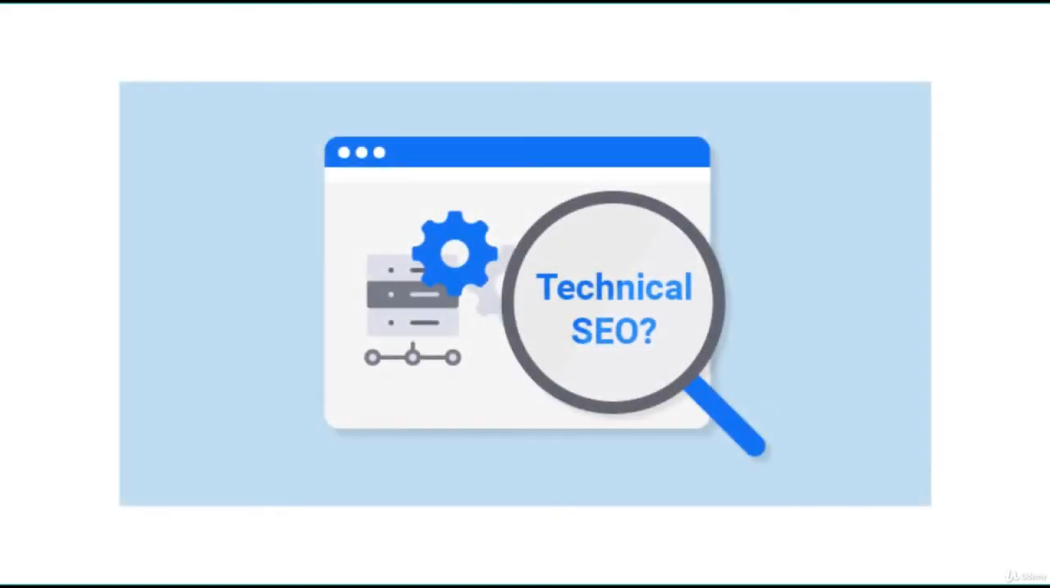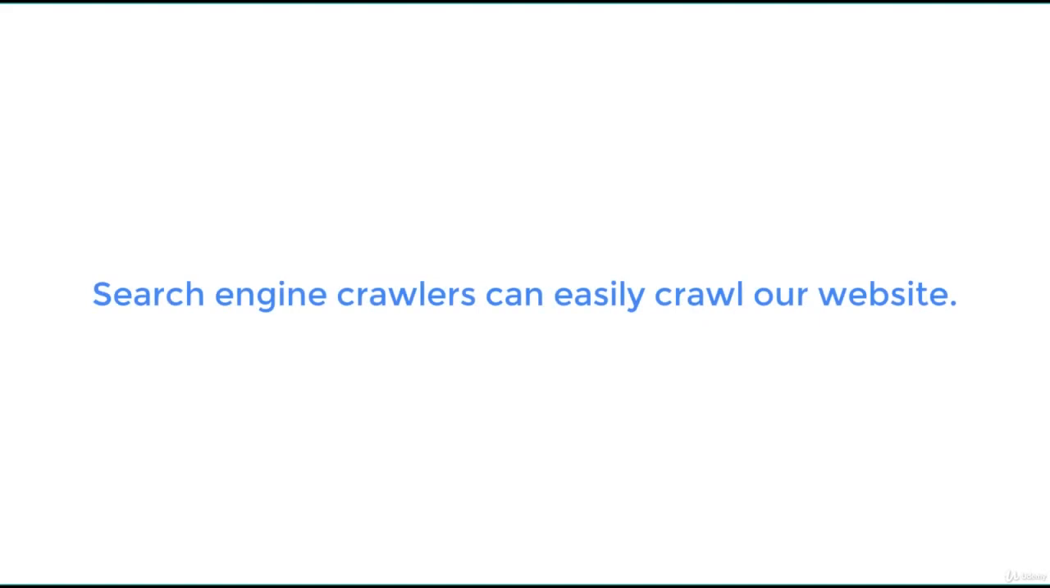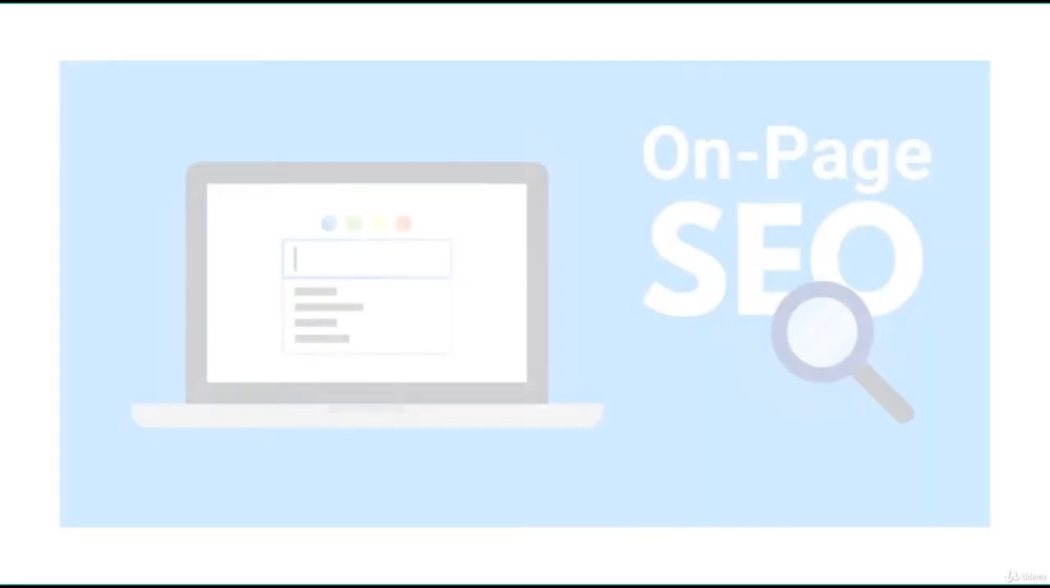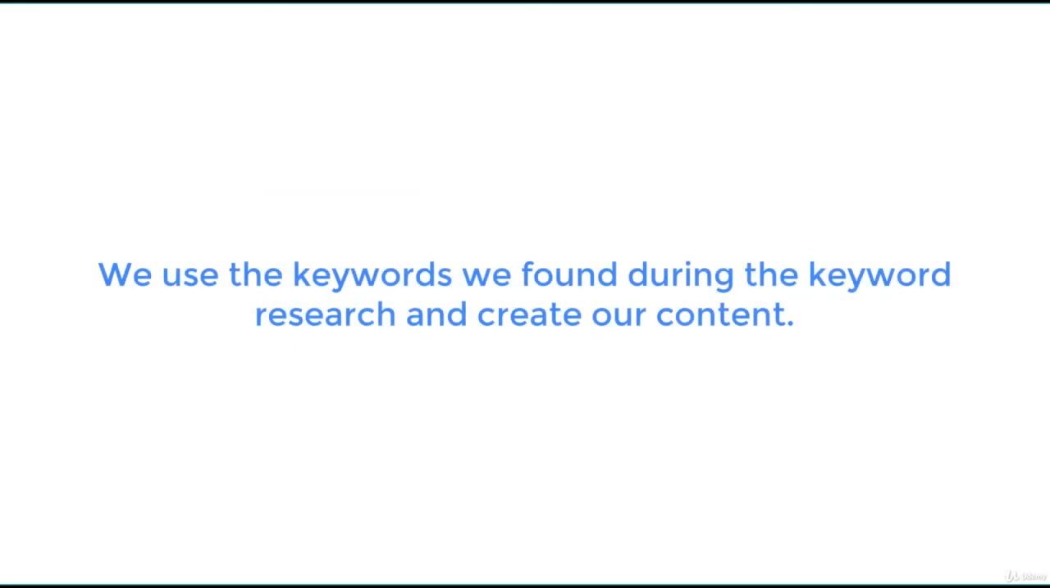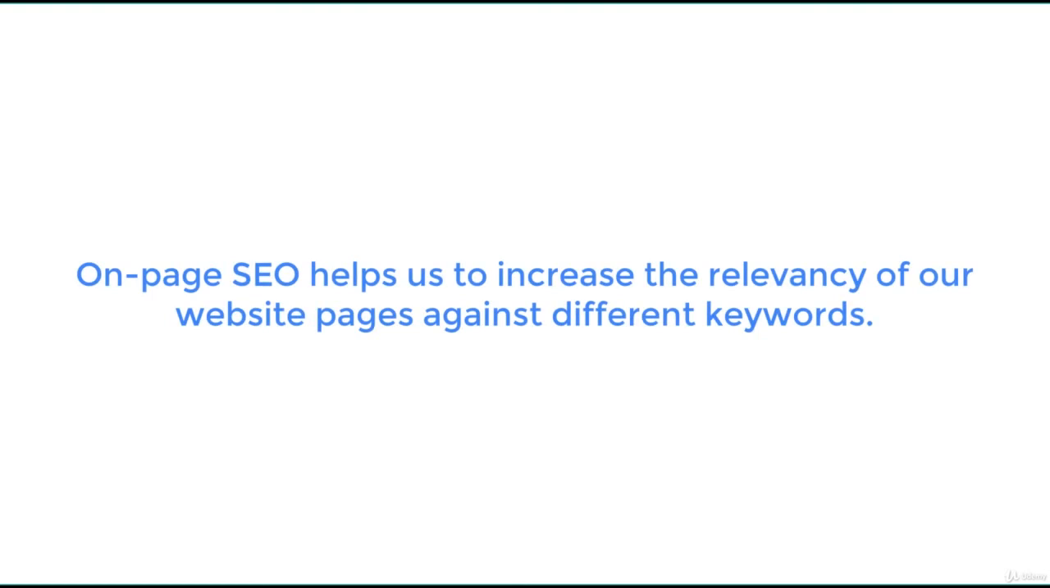Then we have technical SEO. In technical SEO, we technically optimize our website so that, first of all, search engine crawlers can easily crawl our website, and secondly, we try to improve the user experience of our website. In on-page SEO, which is the third step, we use the keywords we found during the keyword research and create our content. On-page SEO helps us to increase the relevancy of our website pages against different keywords.